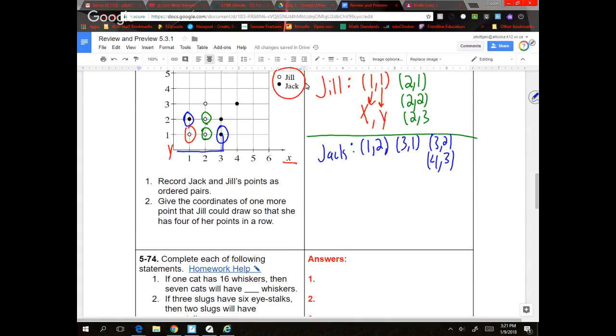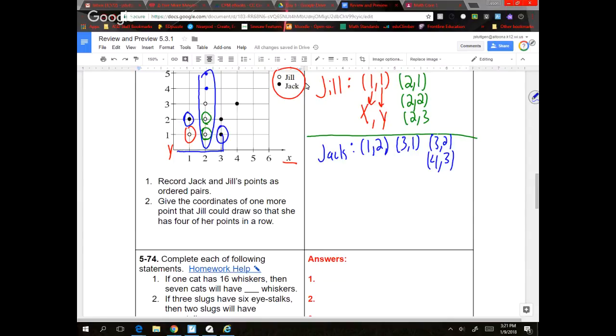And finally, question 2 asks, give a corner point to make a straight line with Jill's. So it wants you to add one more point with Jill's. And remember, hers are the hollow dots that create a straight line. Well, I could add one here, or I could add one here. Doesn't matter. It's just making sure that these form a straight line.